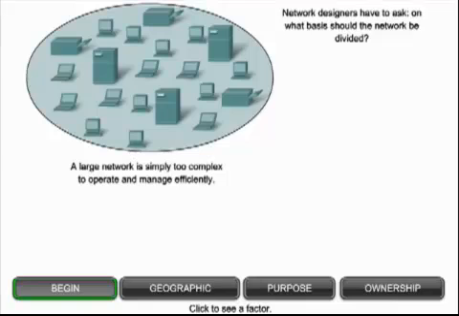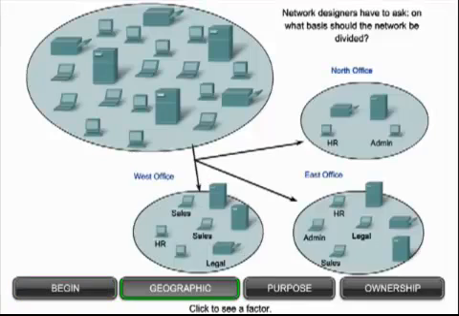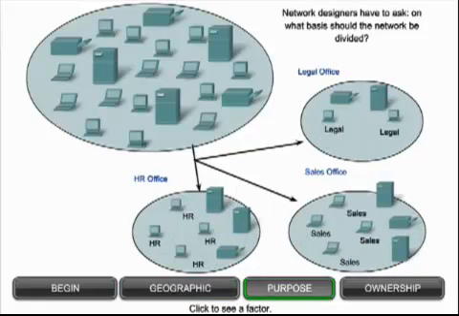As shown in this graphic, networks can be grouped based on factors that include geographic location, purpose, and ownership. Grouping hosts at the same location, such as each building on a campus or each floor of a multi-level building, into separate networks can improve network management and operation and would be an example of grouping by geographic location. Dividing networks based on usage facilitates the effective allocation of network resources, as well as authorized access to those resources, and this would be an example of grouping by purpose.